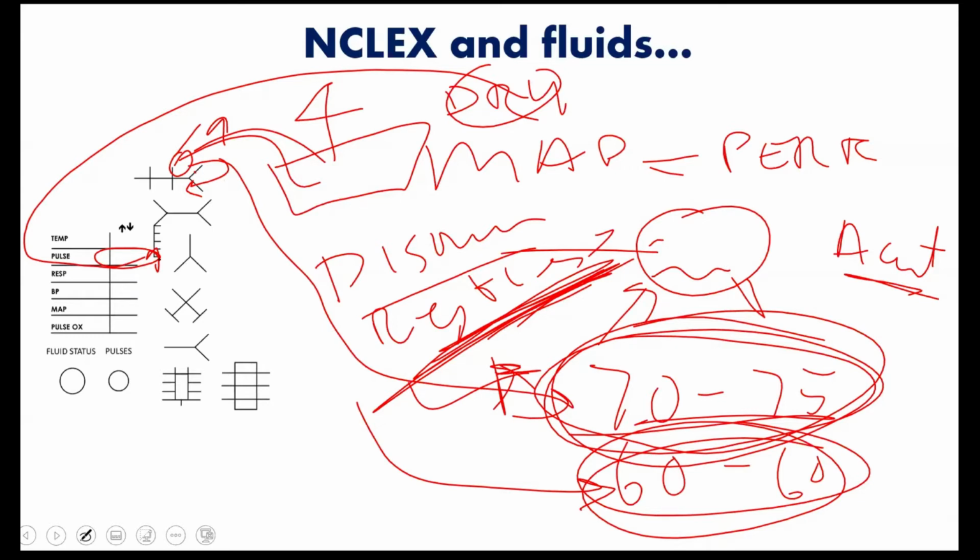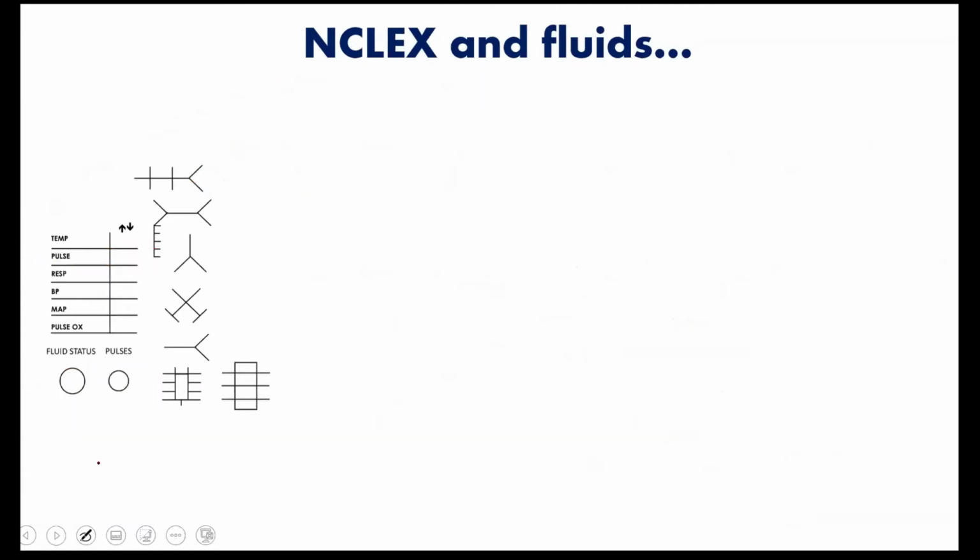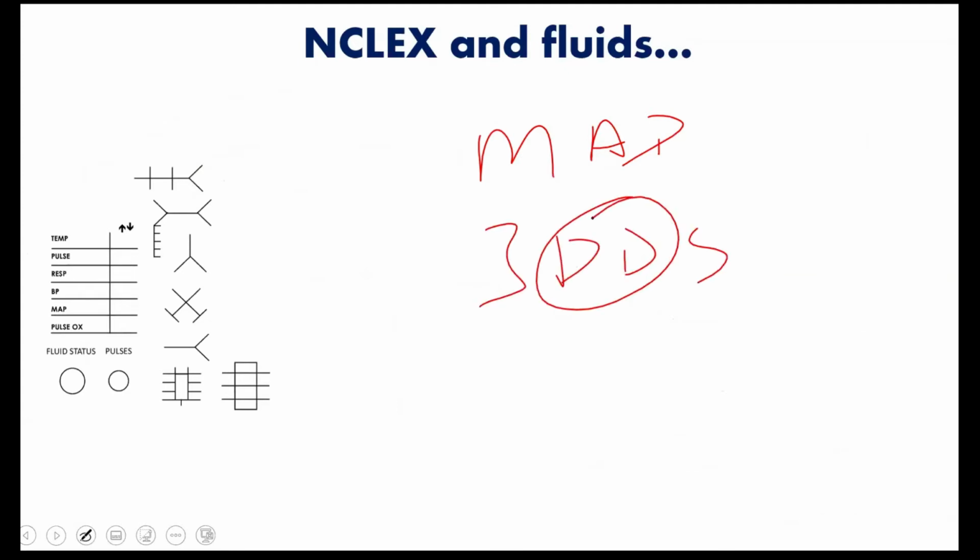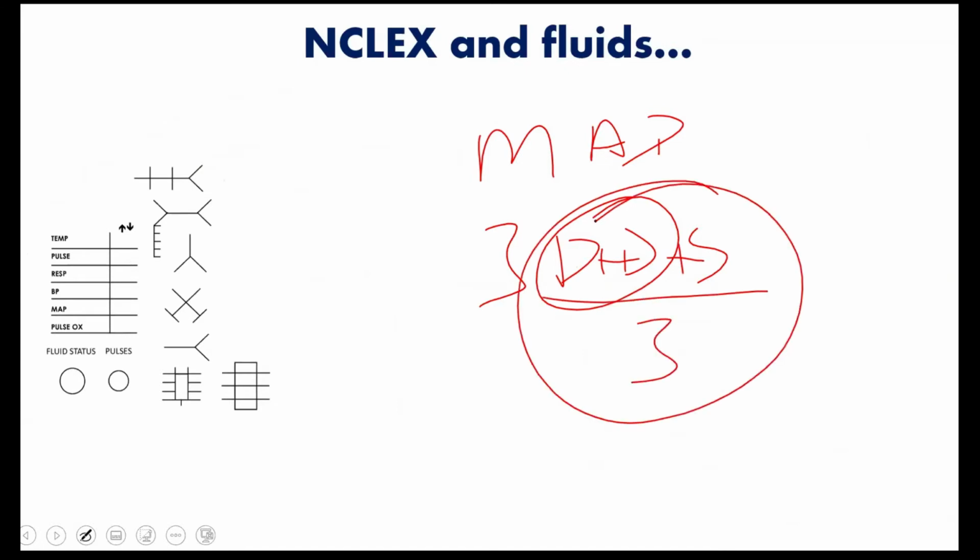All right, so we have the mean arterial pressure. We have the assessment and, you know, just a repeat of that mean arterial pressure. So 3 DDS, right? Diastolic plus systolic divided by 3. So 3 dentists will give you your mean arterial pressure. But you should know that by now.